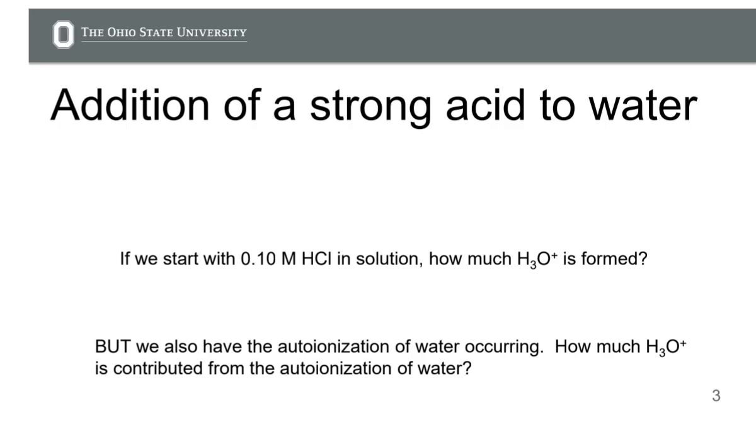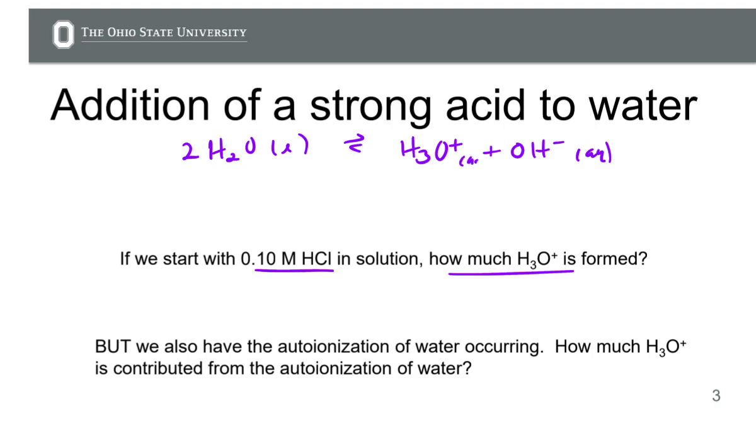So if we start with 0.1 molar HCl in solution, how much H3O plus is formed? Essentially, what we're going to be doing is looking at this equilibrium: 2H2O in equilibrium with H3O plus and OH minus. If we put 0.1 molar HCl in solution, we get 0.1 molar H3O plus, right? The HCl completely dissociates, so for every 1 mole of HCl, you get 1 mole of H3O plus.